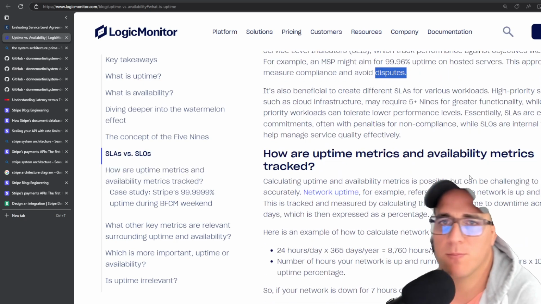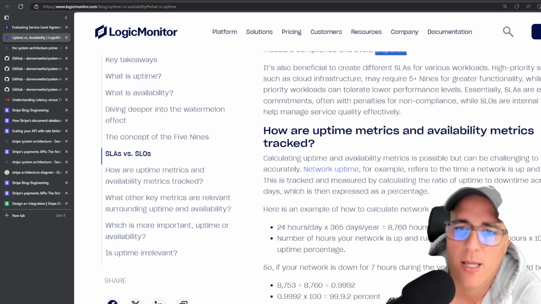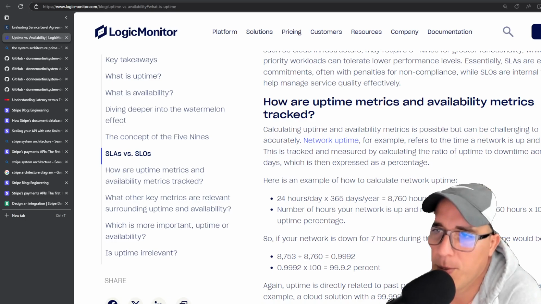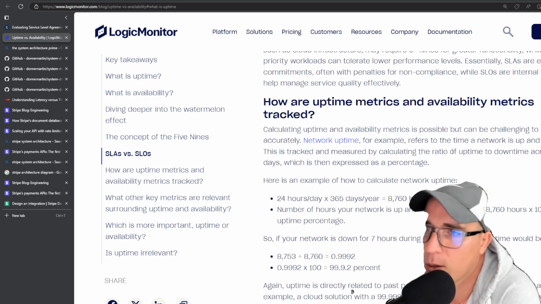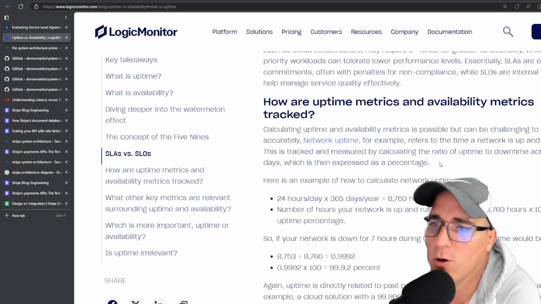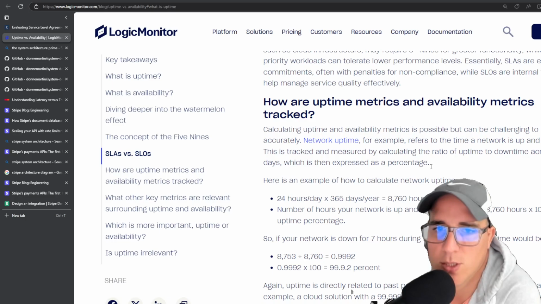I think this part is important, so let's talk about this. How are uptime metrics and availability metrics tracked? Calculating uptime and availability metrics is possible, but can be challenging to measure accurately. Network uptime, for example, refers to the time a network is up and running. This is tracked and measured by calculating the ratio of uptime to downtime across 365 days, which is then expressed as a percentage.